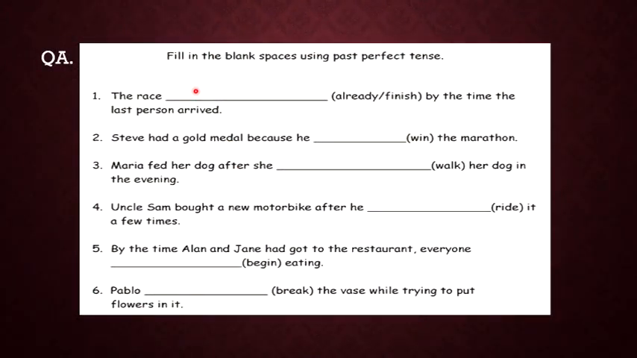So it should be the race had already finished. Steve had a gold medal because he had won the marathon. Maria fed her dog after she had walked her dog in the evening. Uncle Sam bought a new motorbike after he had ridden it a few times. Ridden. By the time Alan and Jane had got to the restaurant, everyone had begun eating. Begun. Pablo had broken the vase. Broken. While trying to put flowers in it.